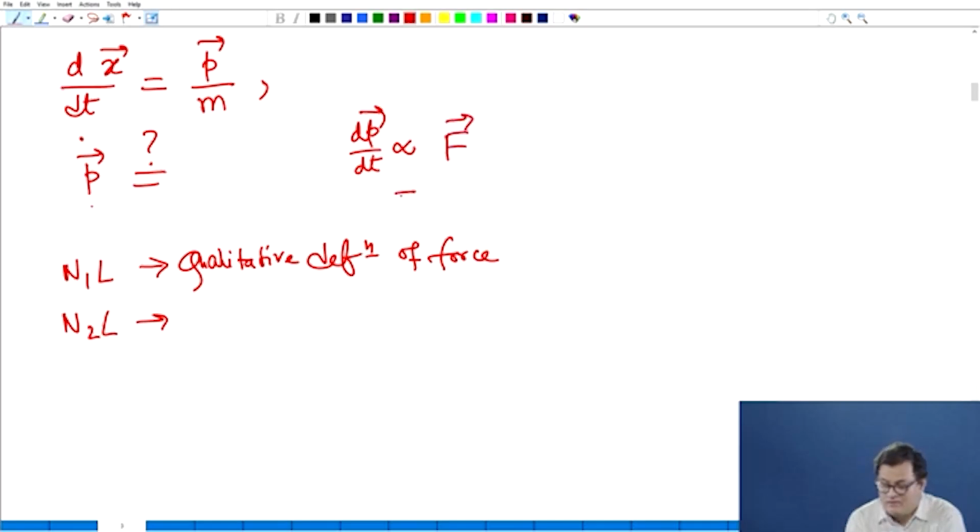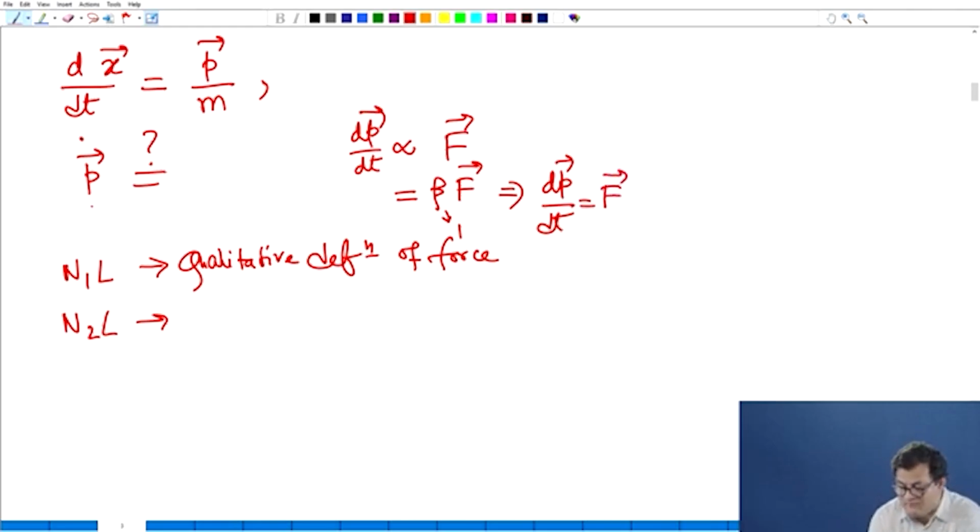Now, of course, if you write an equal sign, there should be some constant beta, and I can choose a unit of f in such a manner that this beta becomes 1, so that I can forget it forever, and I can write dp/dt equals f. Since dp/dt is equal to f, I can now write it here.